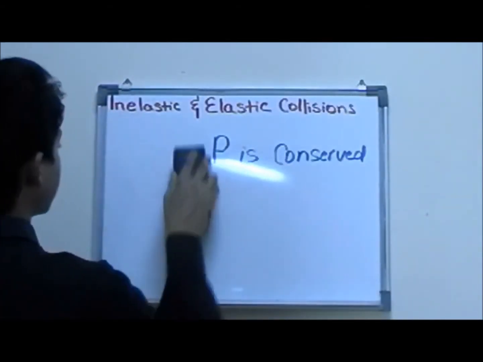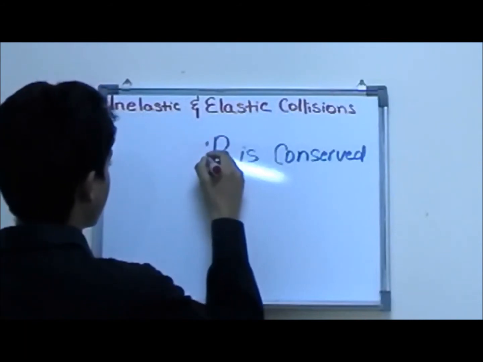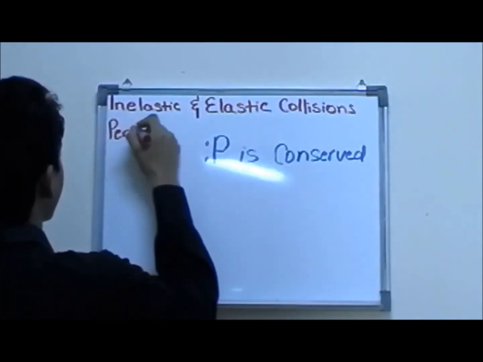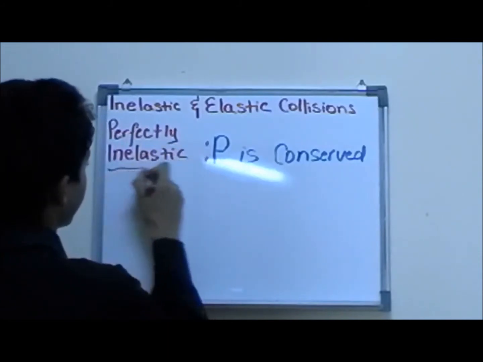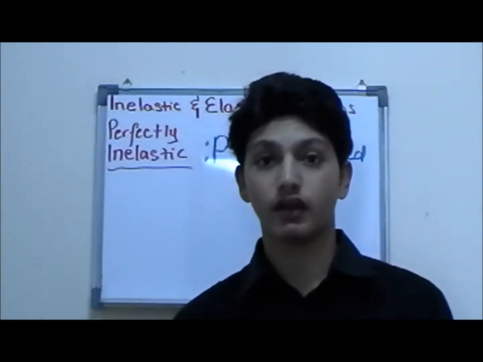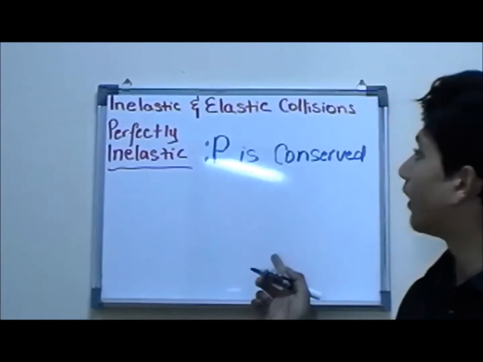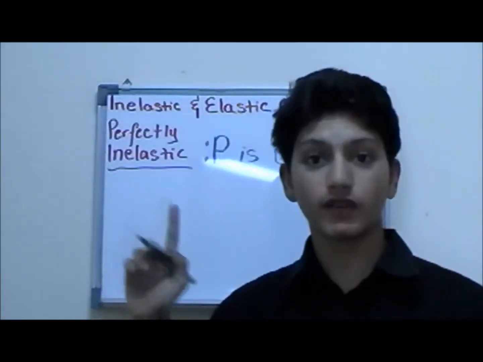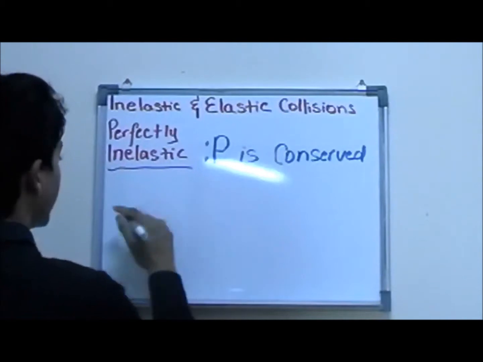I'm just going to erase this, because in perfectly inelastic collision, only momentum is conserved. So we can say that, but the equation changes because they're stuck to each other. The equation I showed you a moment ago was for elastic. Now it's the same equation, but what changes is the variables. Let's see what changes.